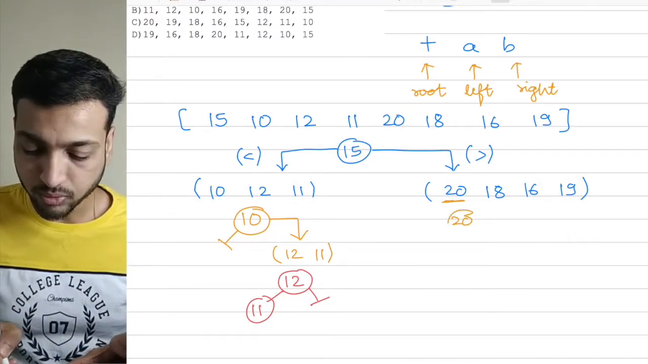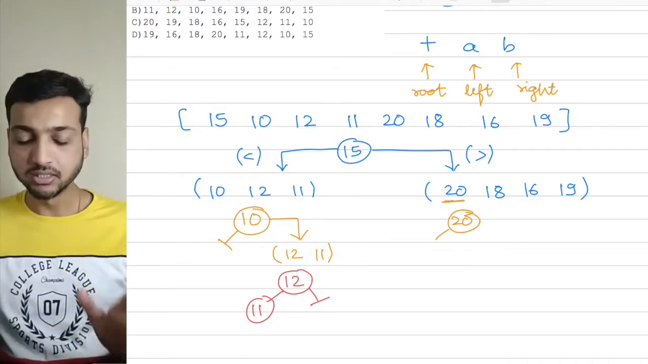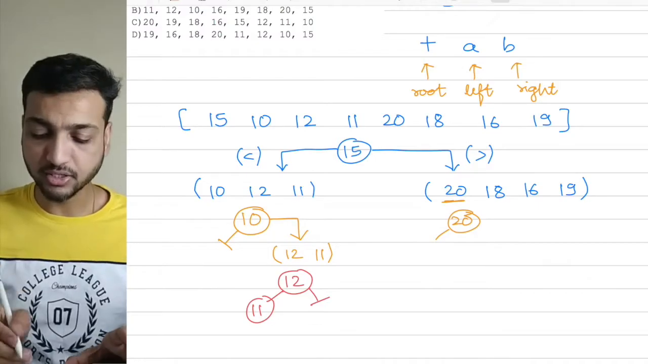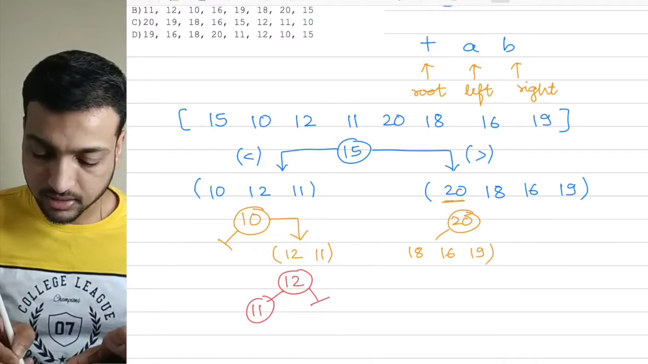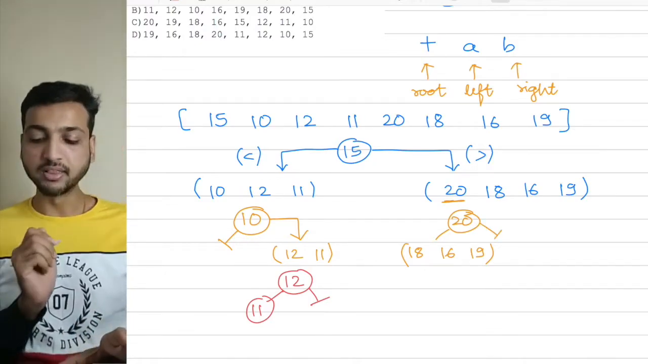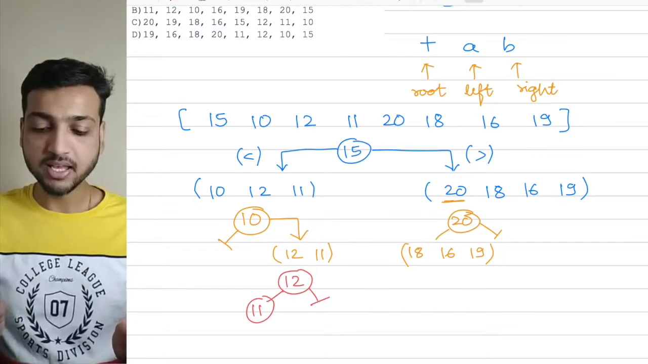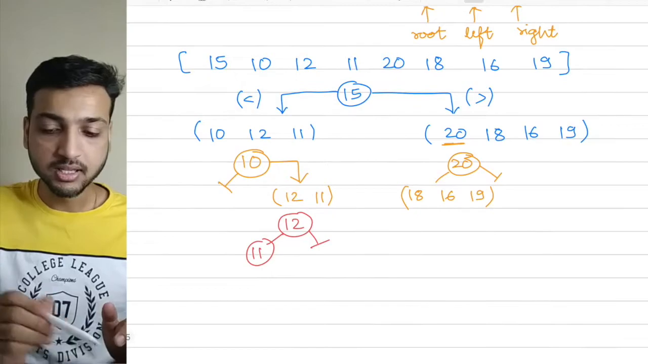So 20 will be the root. Everything less than 20 will be to the left and everything greater than 20 to the right. So less than 20 we have, everything is less than 20. So 18, 16 and 19, all these things will be less than 20, greater than 20 will be null. Again note, the sequence that I write is exactly same as it is above, 18, 16, 19. Okay, then let's go ahead.